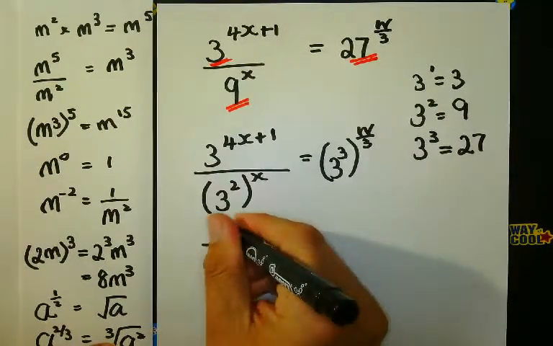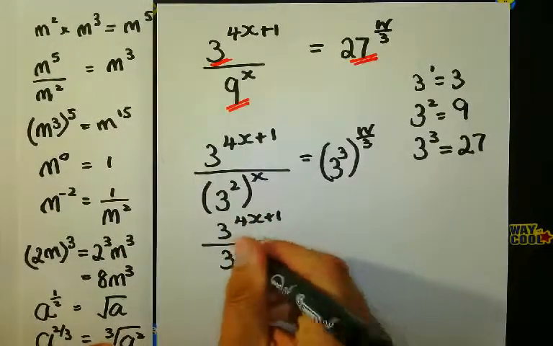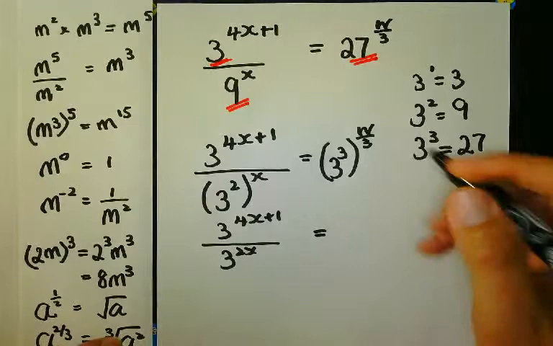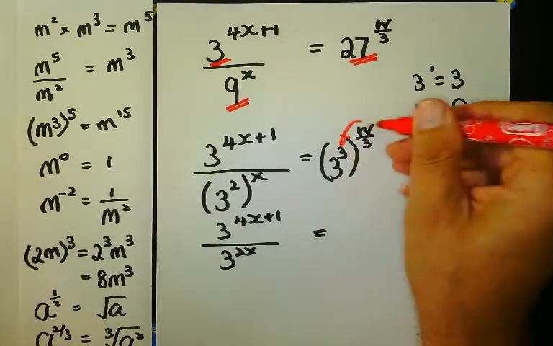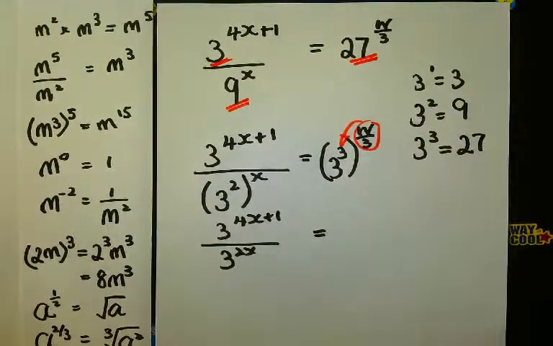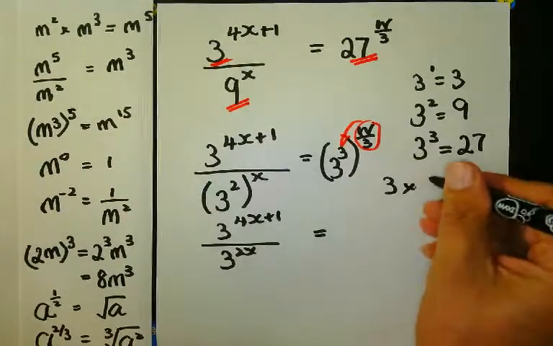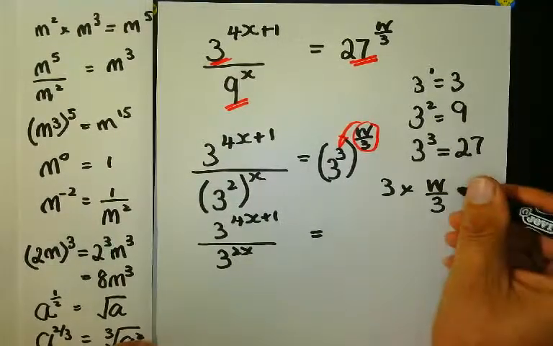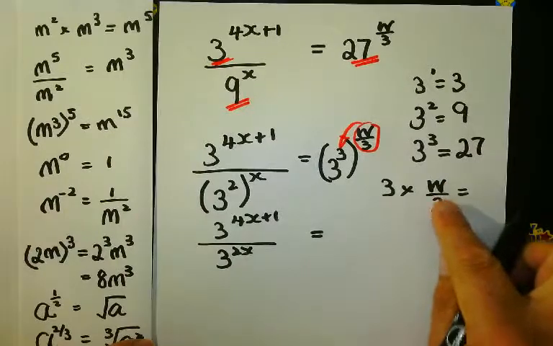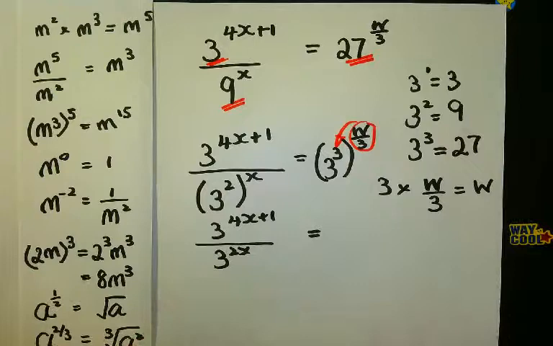Let's tidy this up. We've got 3 to the 4x plus 1. Over here we've got 3 to the 2x. And over here, this is power on a power. So let me write out what that means, with my little red pen to identify it. It's all of this times 3, so that's 3 times w over 3. Well, in that case, 3 times w divided by 3 is just w. Let's put that back into there so it doesn't slip out.